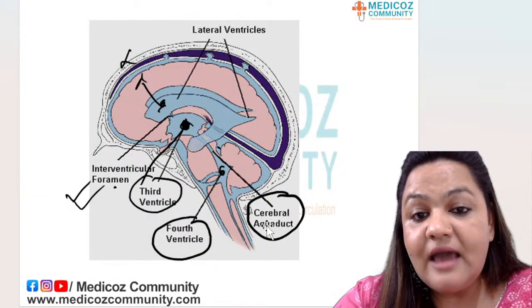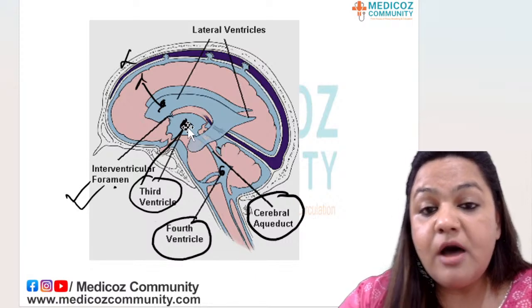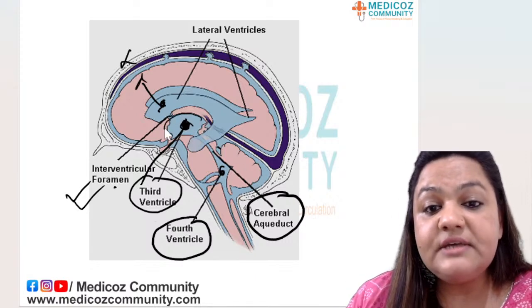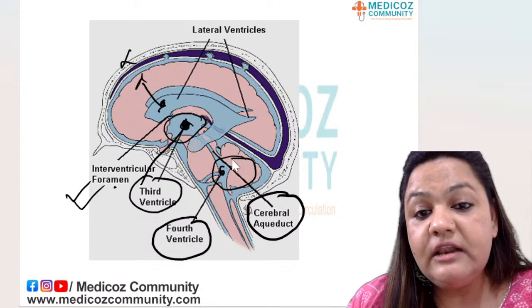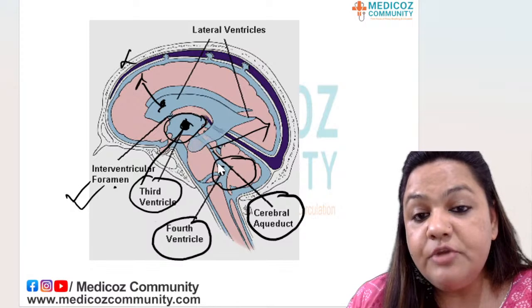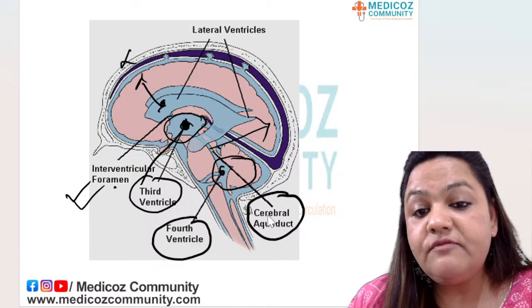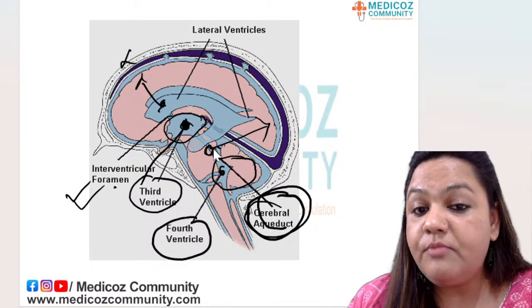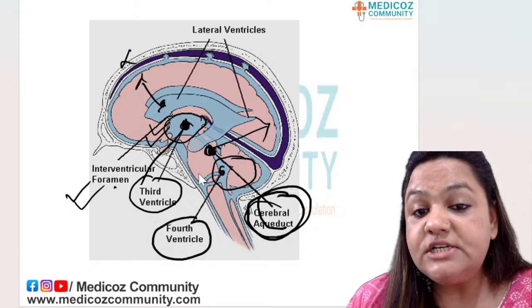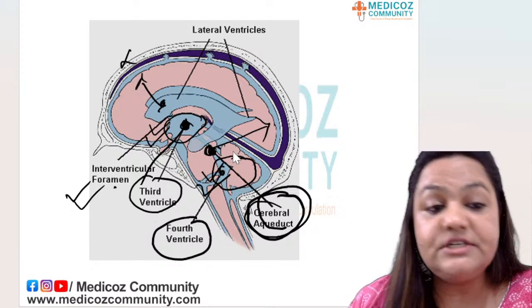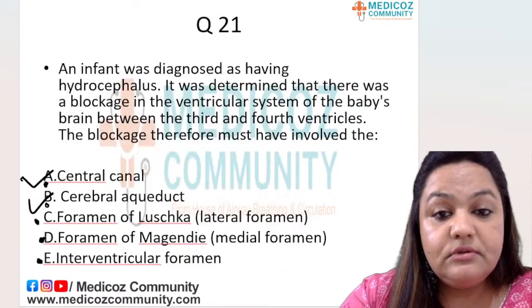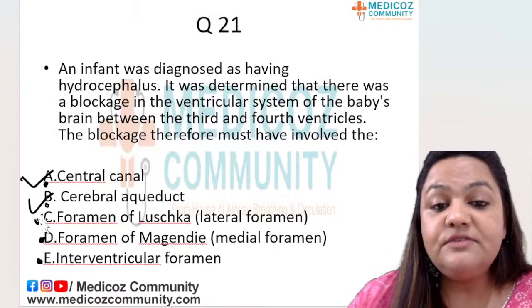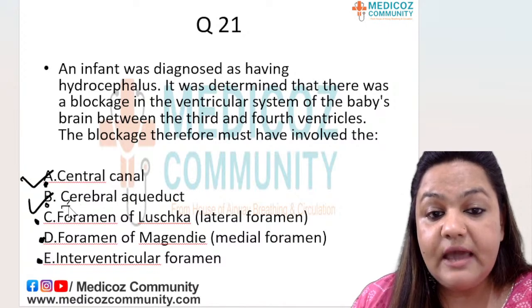So that cannot be the answer here, because we are talking about the accumulation of the CSF present in the third and fourth ventricle, and with the help of this diagram we can understand there is a communication between the third and fourth ventricle via this cerebral aqueduct. So there may be a chance of blockage of this cerebral aqueduct, that's why the CSF is accumulated within the third and fourth ventricle. So option B is the answer for this question, that is cerebral aqueduct.